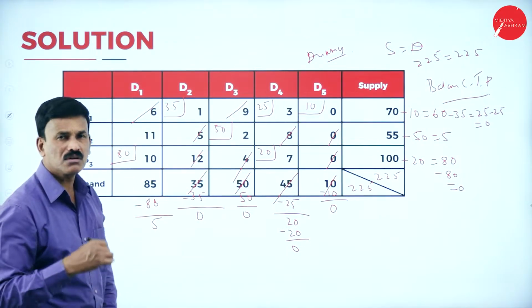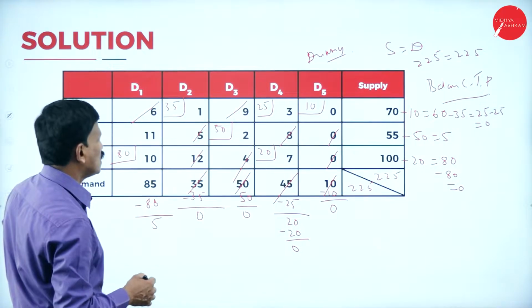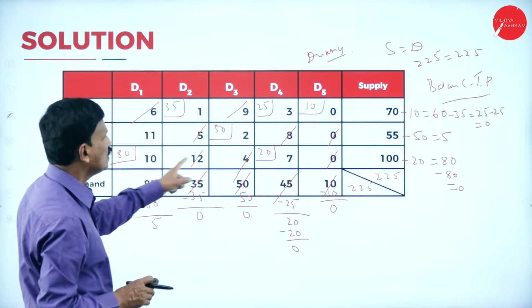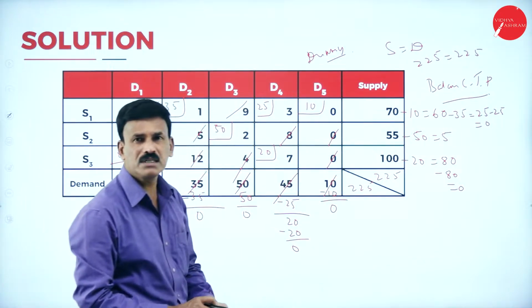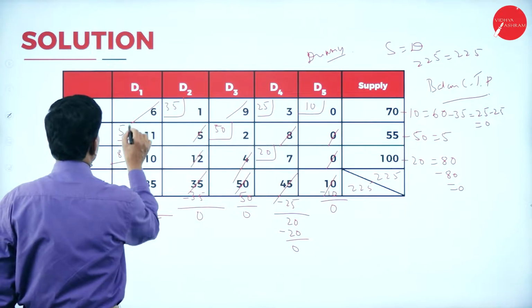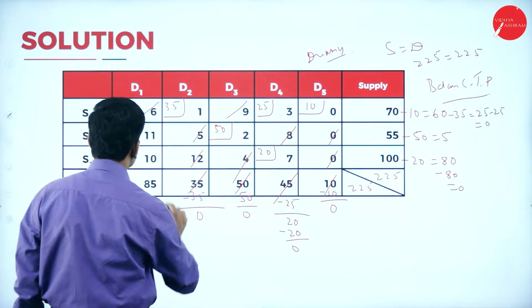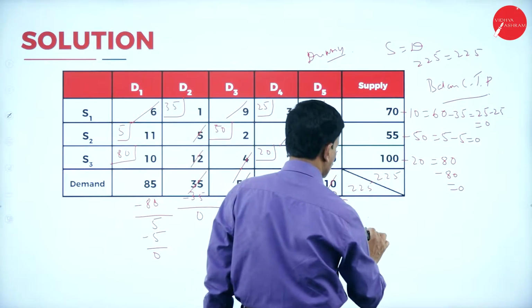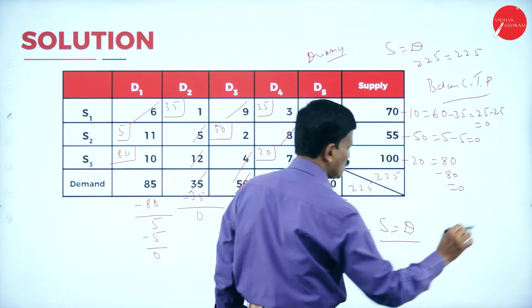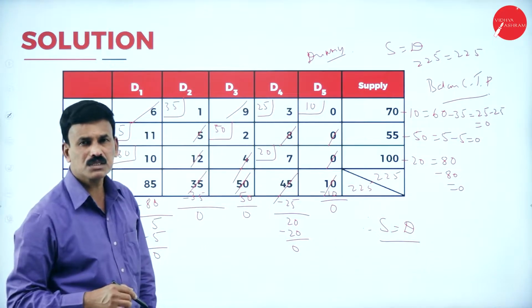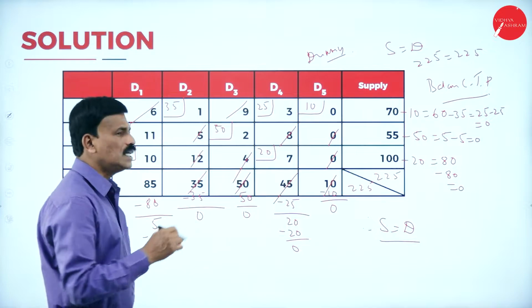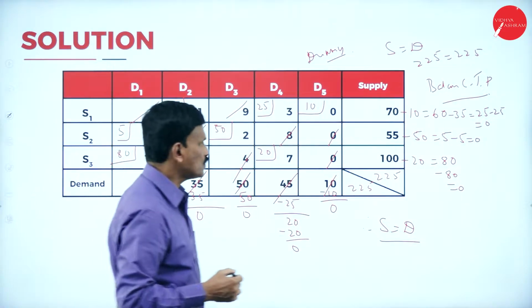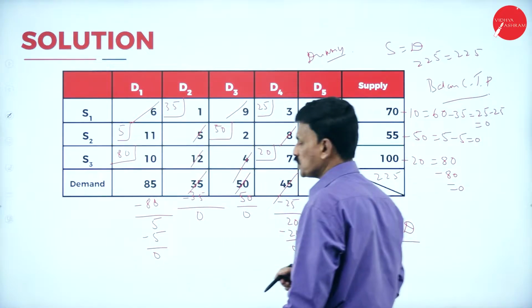Then let's go to the last. The next least element left over is 11. For this 11, what is the demand? 5. And what is the supply? 5. Supply and demand are the same. You can allocate 5 here. 5 minus 5 is 0. Again we can put 5 here. 5 minus 5 is equal to 0. Therefore supply is equal to demand, so it is a balanced transportation problem. Now at this stage we can find the solution. This is how we are going to allocate.